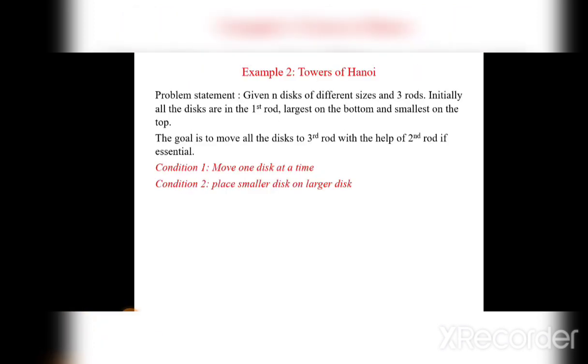The example we are going to see under recursive algorithm analysis is the Towers of Hanoi. What do we mean by Towers of Hanoi? We are given n discs of different sizes and 3 rods. Initially all the discs are on the first rod, largest at the bottom and smallest on the top. The goal is to move all the discs to the third rod with the help of the second rod if essential. The conditions that should be applied here: we have to move only one disk at a time. Condition 2 is to place a smaller disk on a larger disk. The smaller disk should be on top and the larger disk should be at the bottom. These are the two conditions of Towers of Hanoi.